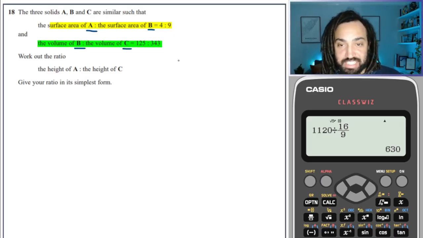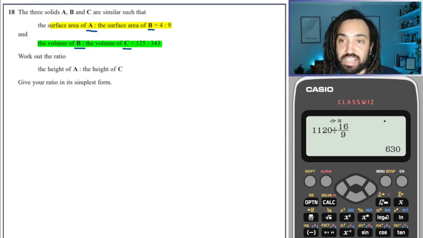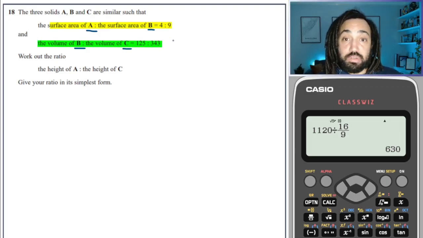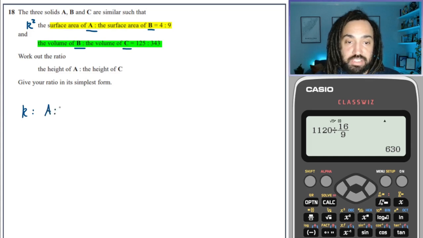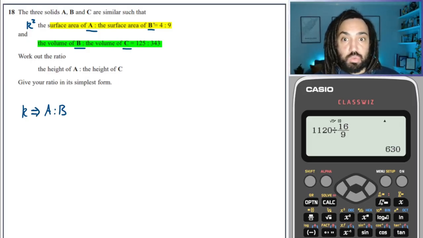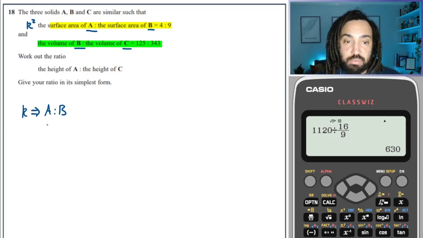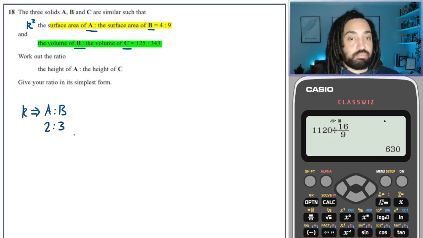Okay. Relax, don't panic. Let's look at the yellow one first, and what we're going to do is square root it, because this is k squared. So if I want to find k of A to B, which is the linear scale factor, I have to square root the surface area scale factor. And when I square root 4, I get 2. And when I square root 9, I get 3.